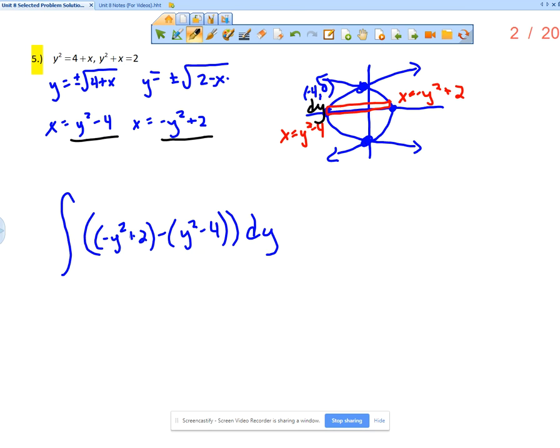Since I had to draw the graph, I also have to come up with what these points of intersection are. So how do I do that? Well, I would set the two equations equal to each other. So y squared minus 4 is equal to negative y squared plus 2.